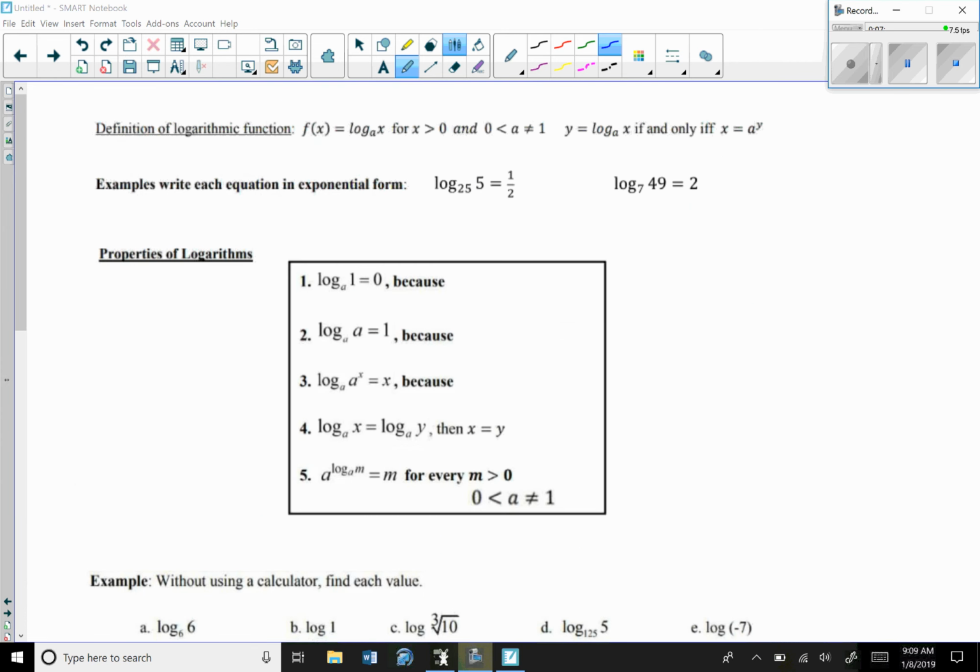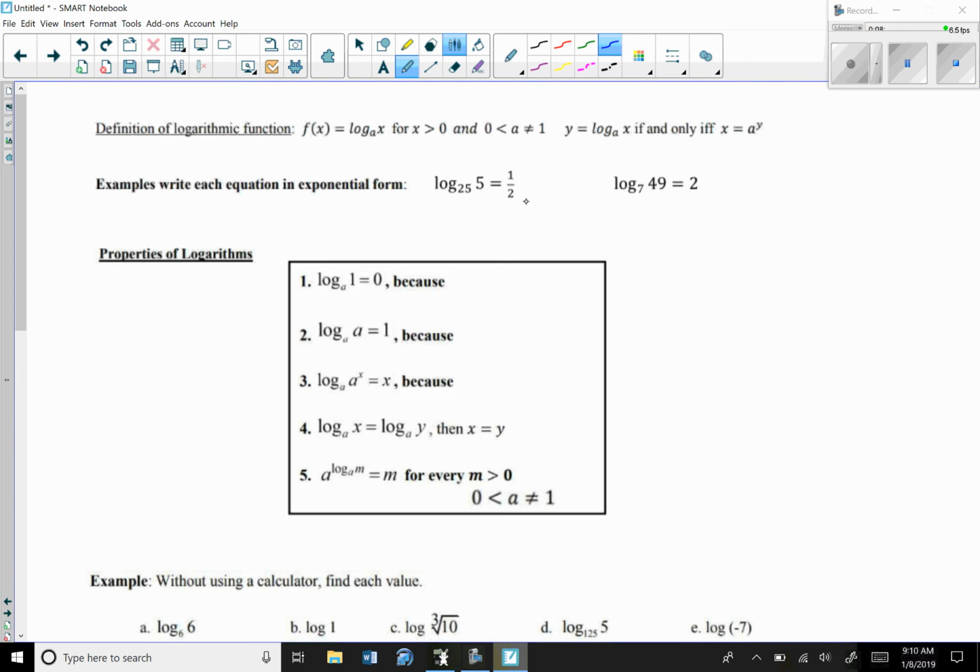So we have our definition of our logarithmic function. So y equals log base a of x for all x values that have to be greater than 0. Also recall that our a values have to be greater than 0 and they can't be equal to 1 for a base for the log. And again, remember that y equals the log base a of x if and only if x equals a to the y power, because we have to be able to write it in exponential form.